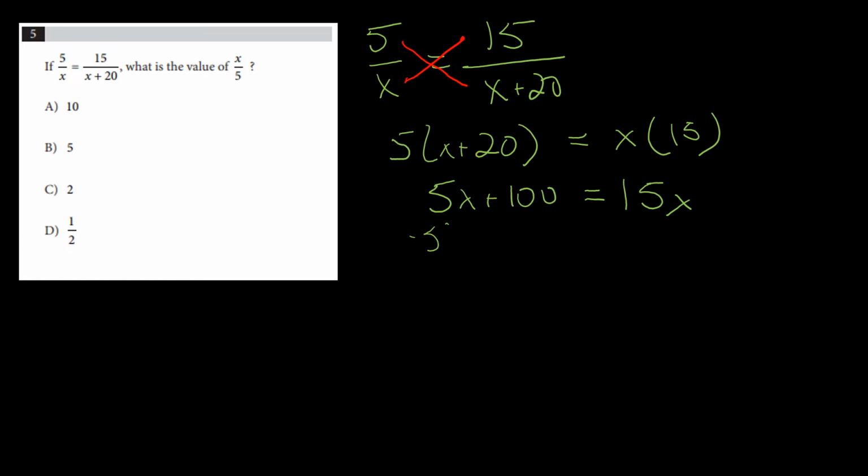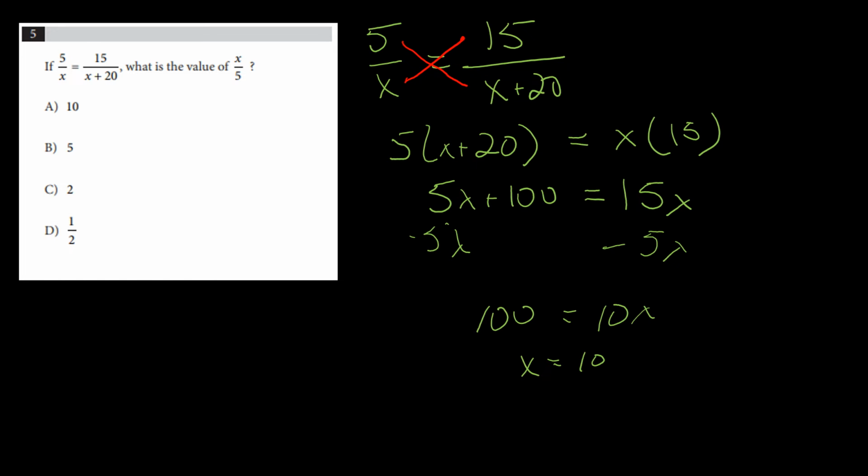Subtract our 5x from each side. 100 equals 10x. x equals 1. Oh, I'm sorry. x does not equal 100. x just equals 10 then.